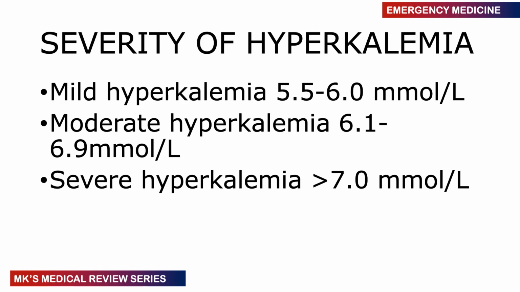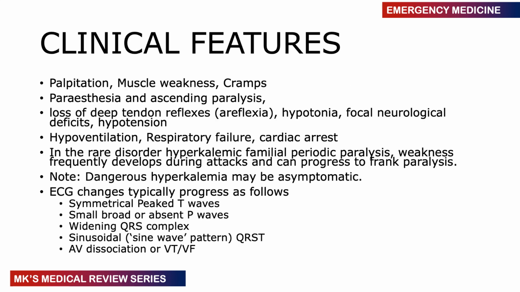How do we grade hyperkalemia? It could be mild, between 5.5 and 6, moderate, between 6.1 and 6.9, and severe if it's greater than 7 millimoles. Clinical features: you may have palpitations, muscle cramps, muscle weakness, paresthesia, ascending paralysis, loss of deep tendon reflexes, hypotonia, focal neurologic deficits, hypotension, hypoventilation, respiratory failure, and cardiac arrest. In some individuals that have hyperkalemic familial periodic paralysis, the weakness frequently develops during certain attacks, and then it will progress to frank paralysis. In some patients, they may even be asymptomatic.